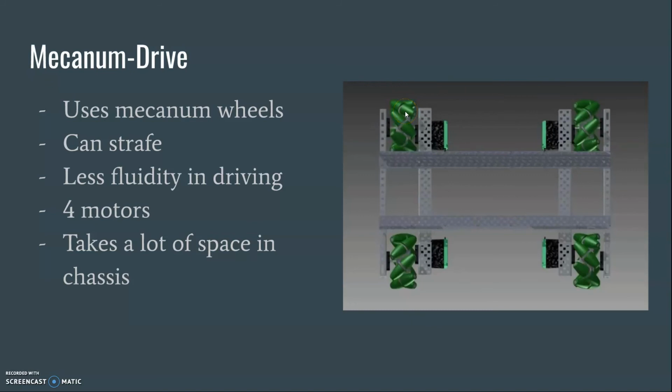They also do not always strafe directly to the left and right, and it's really dependent on the center of mass of the robot. Also, since they're not completely round, as you can see here, they can cause less fluidity in driving and make the overall drive experience more rough and inconsistent.